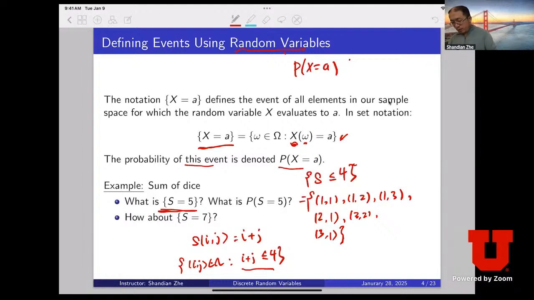And similarly, you can also define events like, okay, what if the event is represented as sum less than or equal to 4? Right? It just represents all the pairs in the sample space whose summation is less than or equal to 4. Right? So when we write the probability of sum less than or equal to 4, it just means what is the probability of this event. Does it make sense? Yeah, we're doing a quick review of what we have discussed in the last lecture.